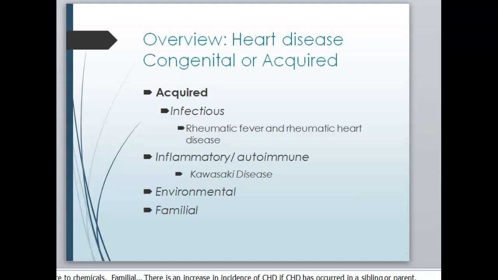So, heart disease can be acquired as well. Acquired usually is infectious. One big example that we'll be talking about is rheumatic fever or rheumatic heart disease. It can also be inflammatory autoimmune, and an example is Kawasaki's disease. It also can be environmental or familial. Environmental exposure to chemicals can sometimes cause a heart defect, or there is an increase in incidence of CHD if it occurs in a sibling or a parent.